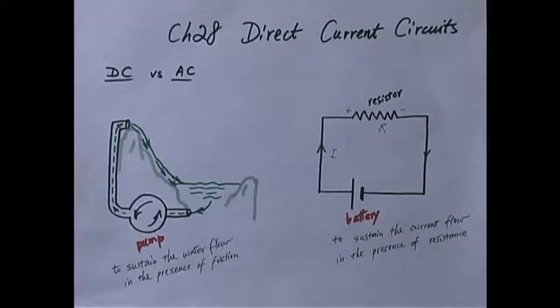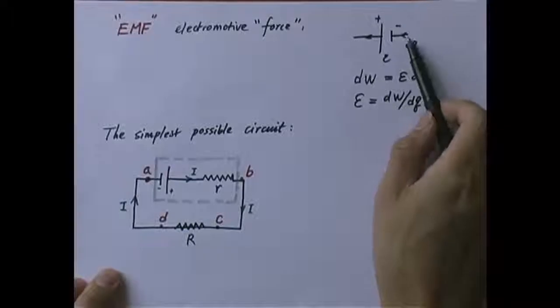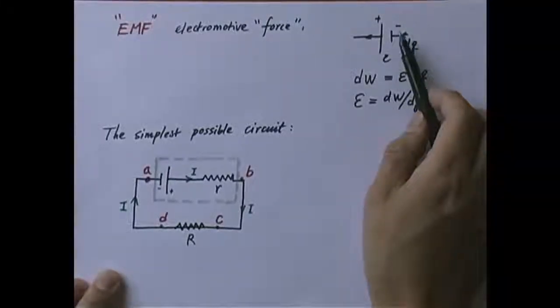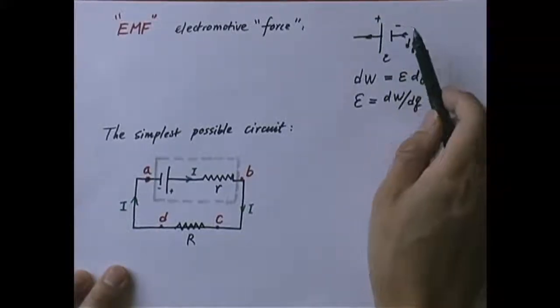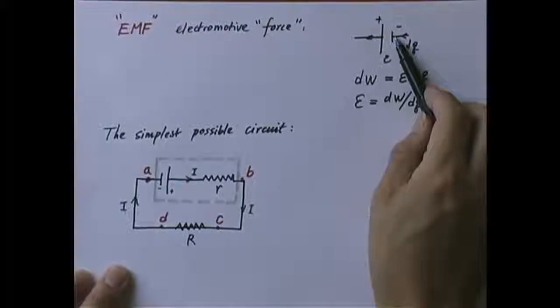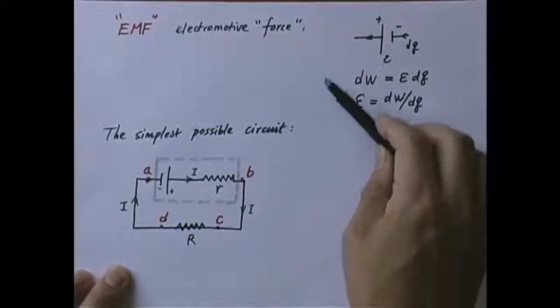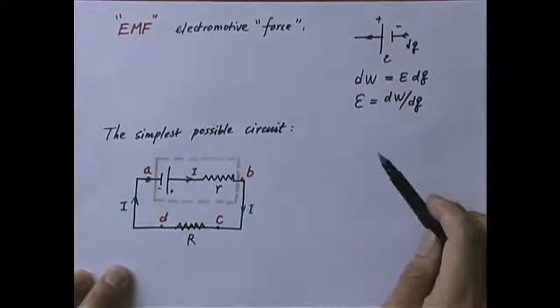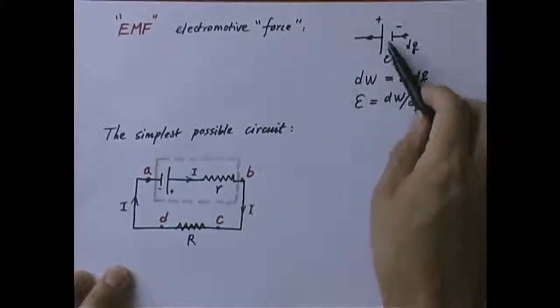Now take a close look at the battery. What's going on there? Let's see. As a certain amount of charge dq, which you assume to be positive, goes from the negative to the positive end of the battery, the battery does some positive work on it, therefore increasing its electrical potential energy. It's just like a pump lifting a water drop from a lower to a higher elevation, increasing its gravitational potential energy. The pump has to do positive work on it, right? Here it is the battery that does positive work.